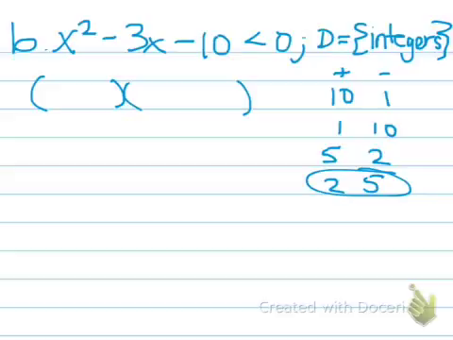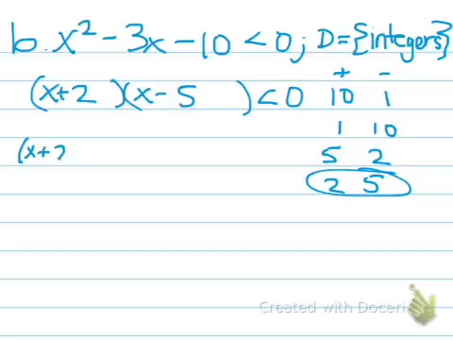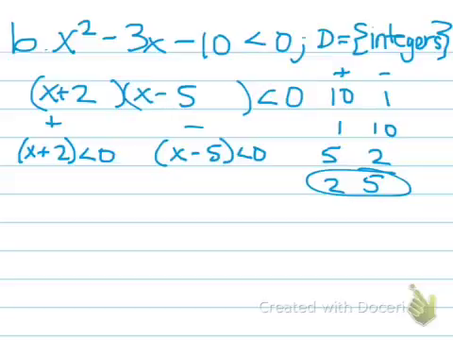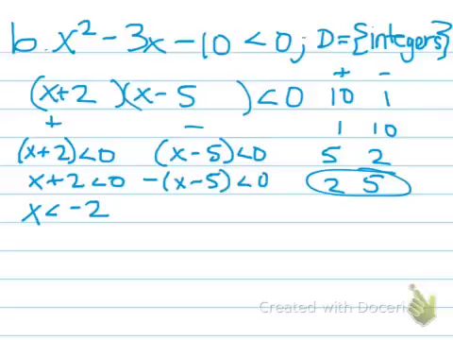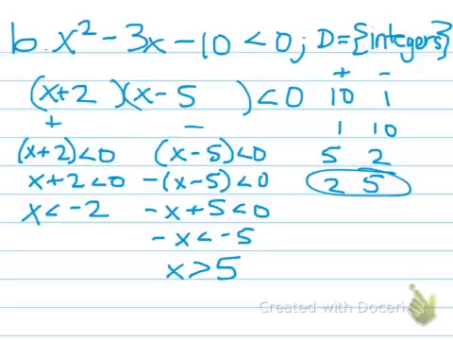So we'll put that up in our parentheses. X plus 2, x minus 5 is less than 0. Split them up. Assign a positive and a negative. So we get x plus 2 is less than 0. X is less than negative 2. We'll assign a negative to the second one. Distribute that negative sign. Subtract 5. Divide by negative 1. And then we'll graph it.